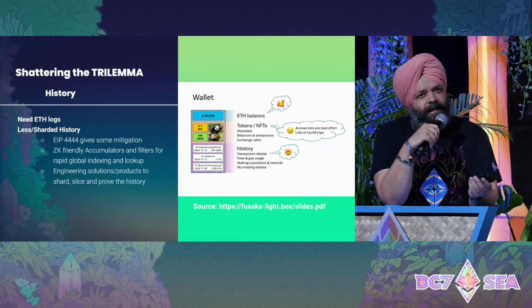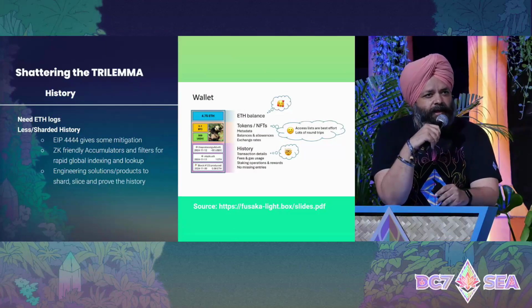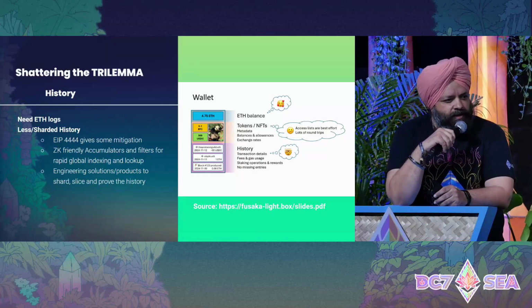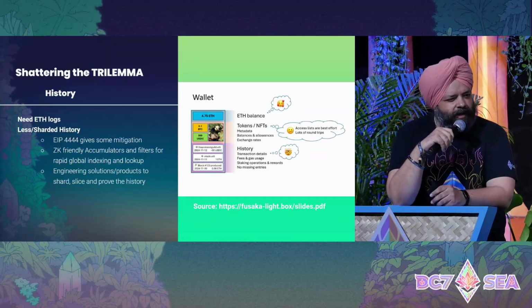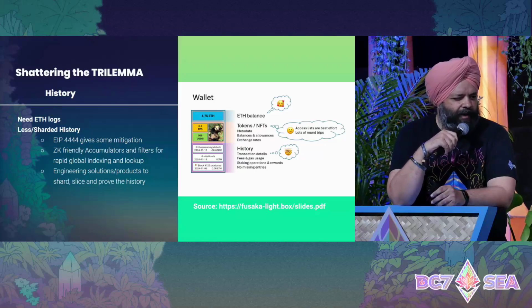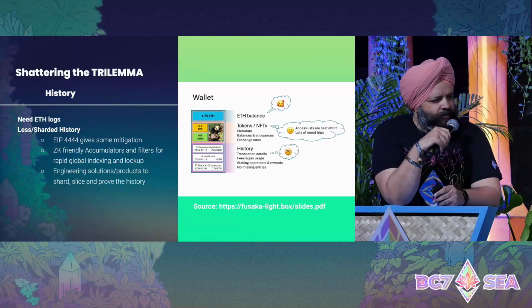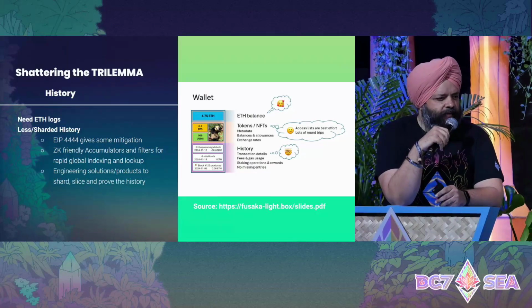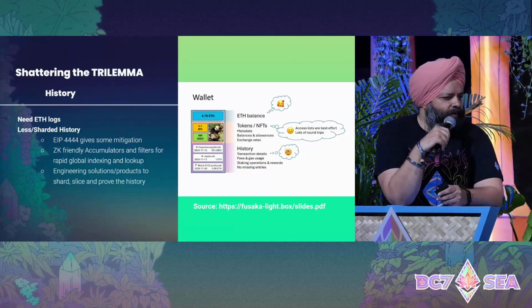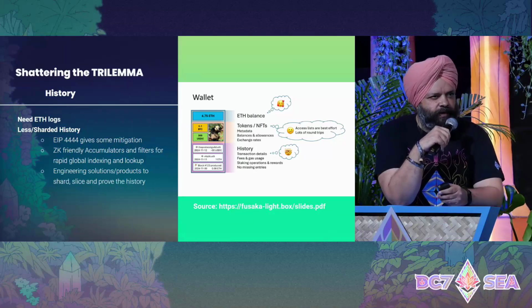So the other big thing on the EL clients is the history. Even though that history is not really complete, we need ETH logs. But there are ways we can do less uncharted history. EIP-4444 solves it a little bit, but what we need is ZK-friendly accumulators and filters for rapid global indexing and lookup, and obviously engineering solutions and products to shard, slice, and prove the history.